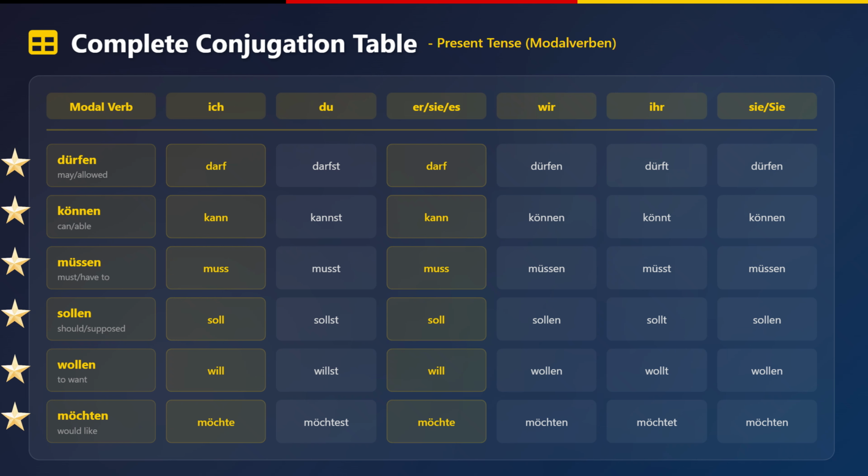Notice the irregular patterns. Many singular forms have vowel changes and drop endings. Print or save this table because you will use it again and again.